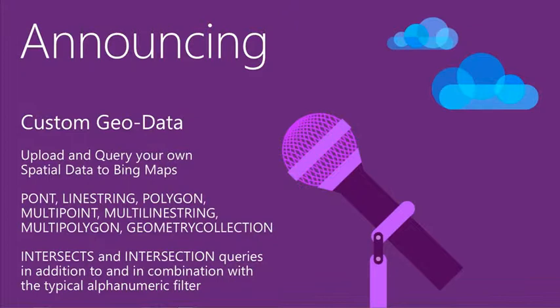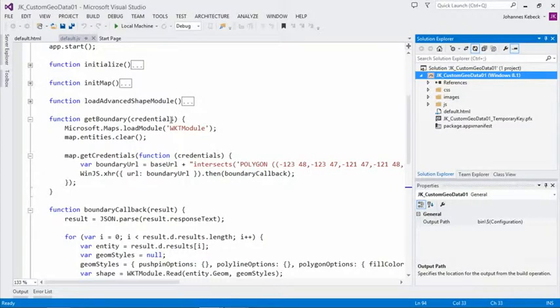And in addition to the typical alphanumerical filters on these data and queries that you can execute on those, we also provide spatial operations like intersects and intersection queries. Let me show you in a very quick example how that can be implemented in a Windows Store application. So here I've prepared an example of the Bing Maps SDK for Windows Store applications using the WinJS framework.